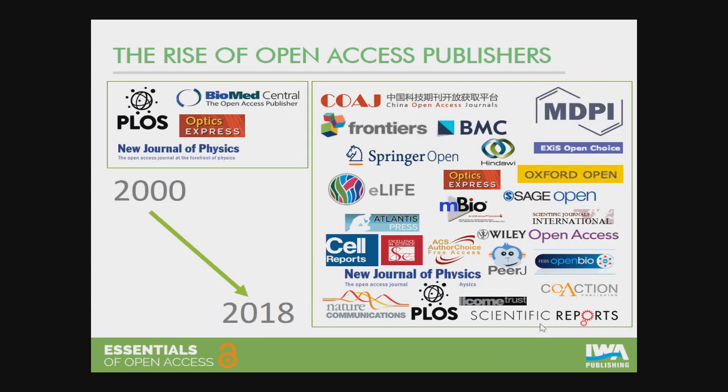So why are we seeing this? You can see from here that in 2000, there were only about 4 different open access publishers. And in 2018, we've got thousands. This is just a small subset that I'm showing here, but they've really popped up all over the place.